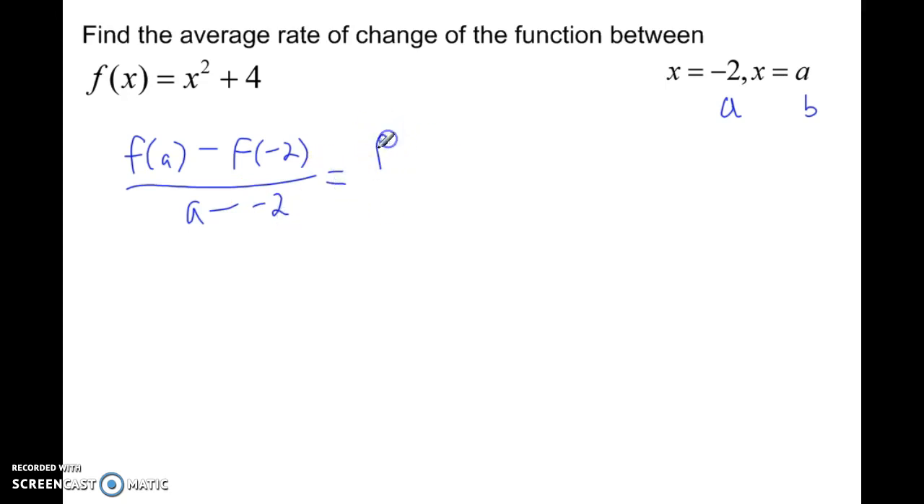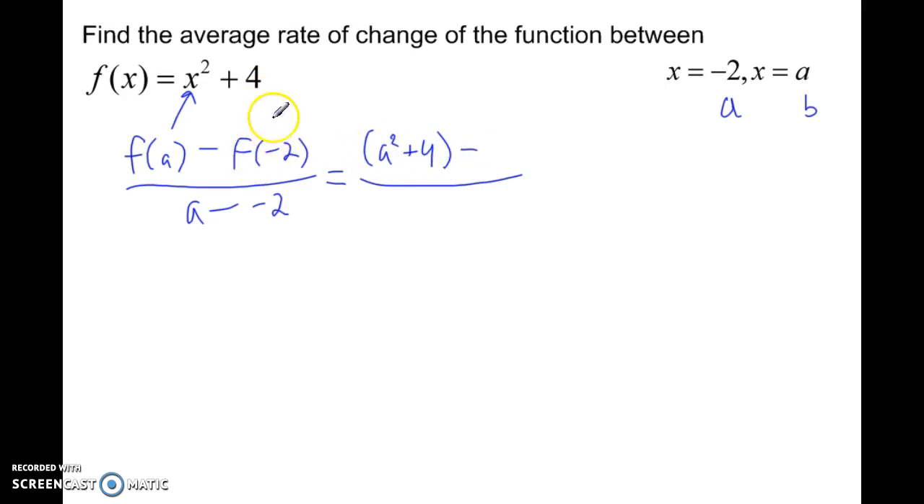So we get f of A. Well, let's see, what is f of A? Let's plug A into the function, right? So f of A is when I plug A into that function for x. And so f of A would be a squared plus 4, getting complicated.